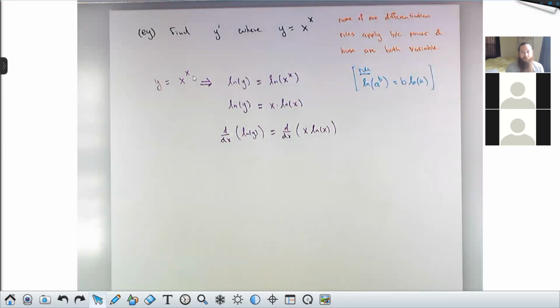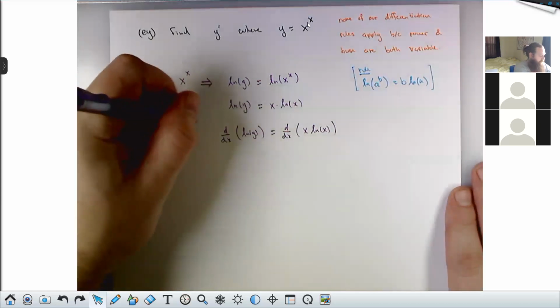So the hint here to use logarithmic differentiation, the hint that tells us to take ln of both sides, is that both the base and the power are variables. If both the base and the power are non-constant, then this is the only way to proceed. Thank you. Yeah, of course.